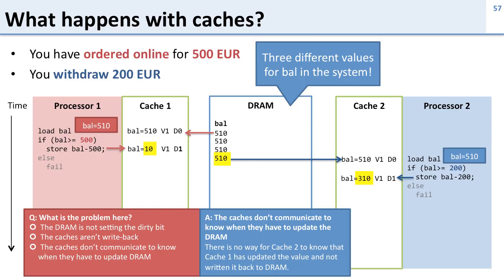Well, the problem is that the caches didn't communicate with each other to know when they have to update the DRAM. There was no way for cache 2 to know, when it went to get the data from here, that there was a newer value in cache 1. What we need is some way for cache 2, when it tries to access this data, to tell cache 1, you better go ahead and update the data in the DRAM so I get the right value.